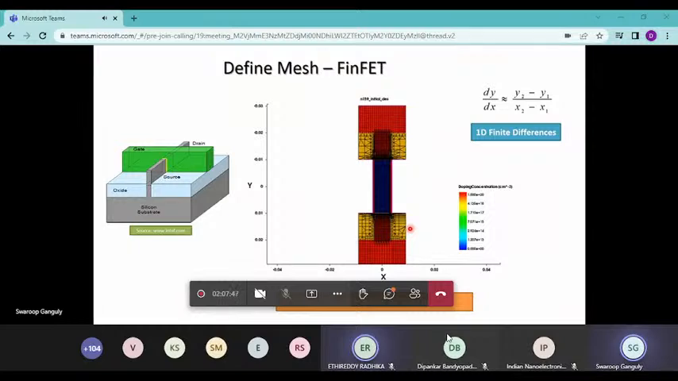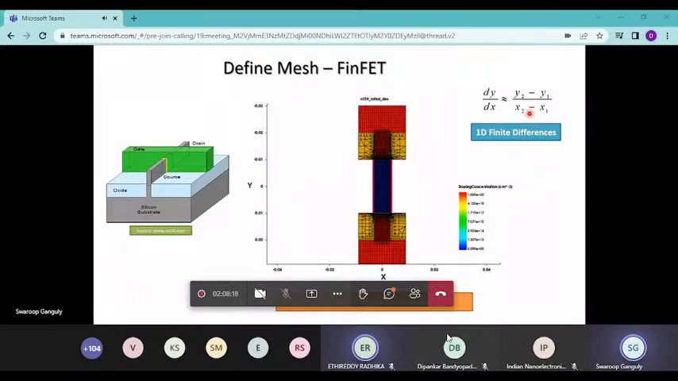And the answer is that if y is not changing very fast or very quickly over x, then we can have a larger spacing between x2 and x1. We can take a larger delta x. But if y is changing fast with x, then x2 minus x1 has to be very small. So your mesh has to be very fine where things are changing fast.